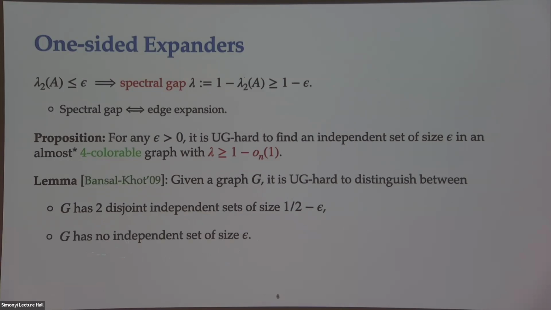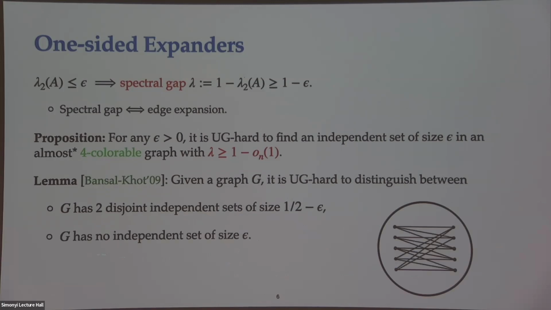So now what do we do? Let's say we're given a graph, and we just add a large, dense, expanding bipartite graph. Let's look at the completeness case. Suppose the graph has two disjoint independent sets, so it's epsilon almost two colorable. Then adding this, because the bipartite graph is two colorable, the resulting graph is almost four colorable. The soundness case, if it has no independent set of size epsilon, then adding edges cannot increase the maximum independent set size.